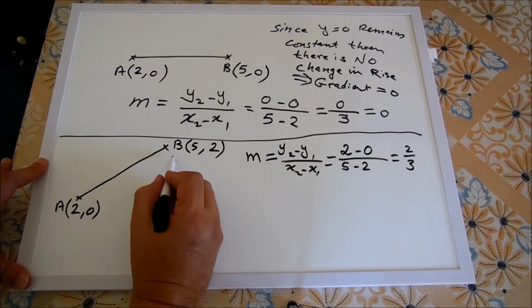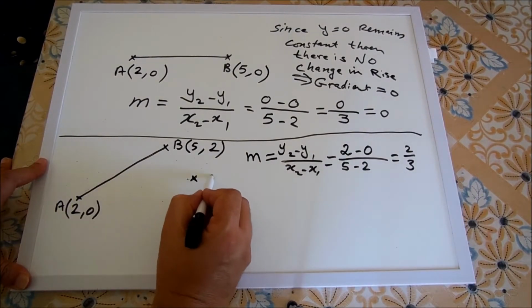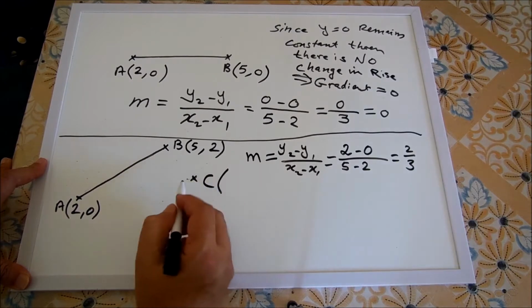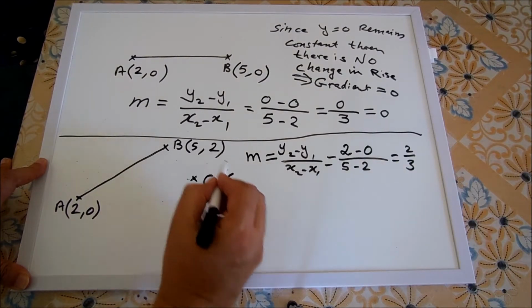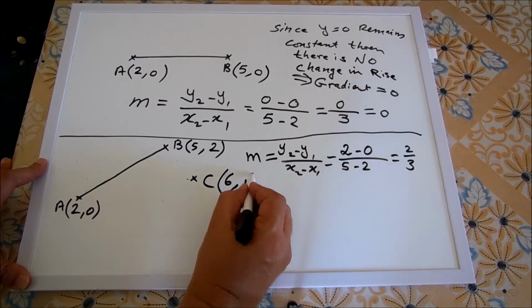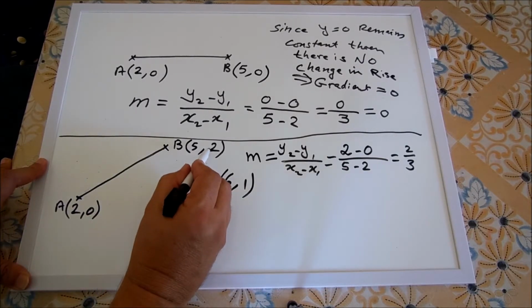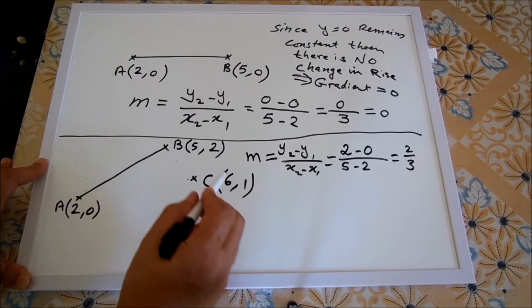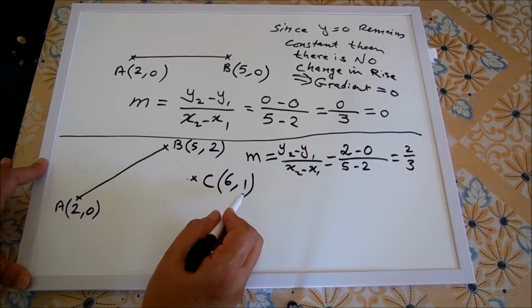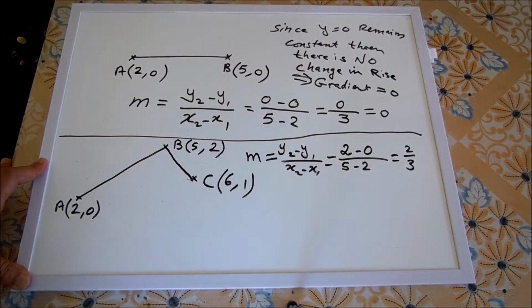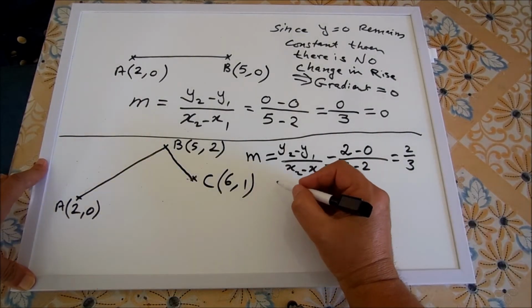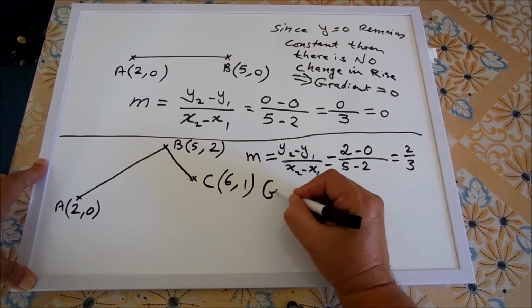Let's assume there is another point C here. So C, its coordinate x is, let's say, 6, whereas its y is 1. So this means there is a change in height, but it is a decreasing change. So the rise is going down. Y was 2 and now it's 1. So let's say we want to find the gradient of BC.